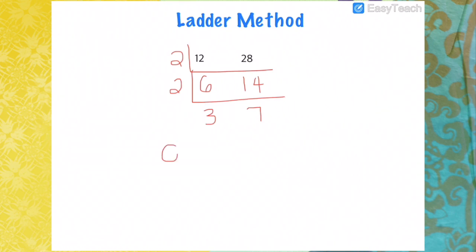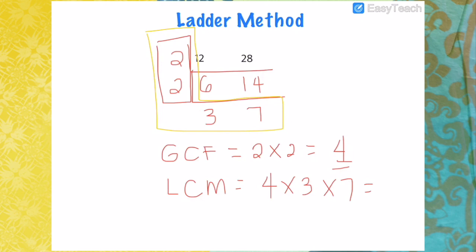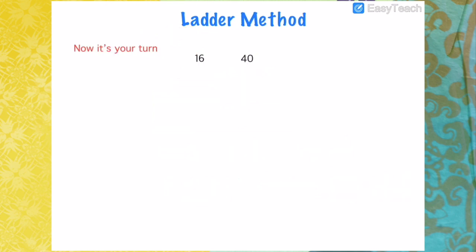Then let's identify the GCF. GCF would be 2 times 2, which is your numbers on the left side, that is 4. And LCM again is the one that creates your letter L outside. So LCM would be 4, which is your GCF, times 3 times 7, which would be 84. Therefore, the LCM for 12 and 28 is 84, and its GCF is 4. Now it's your turn.